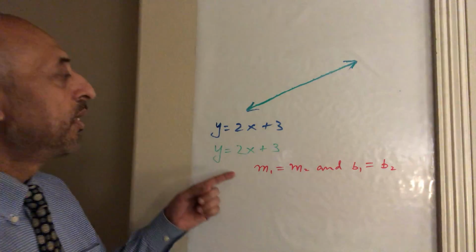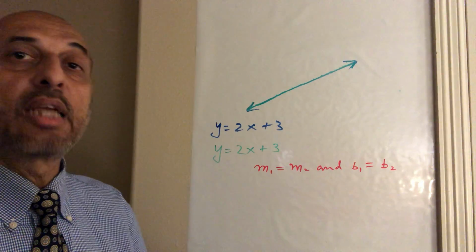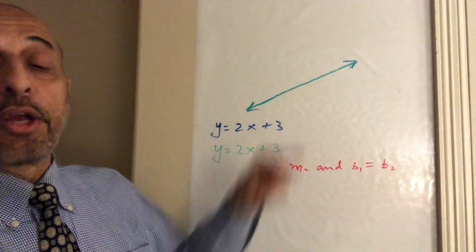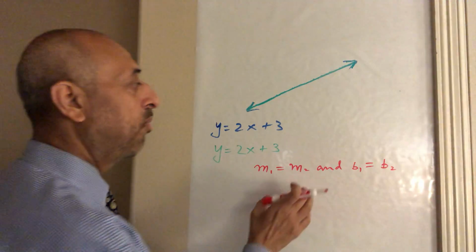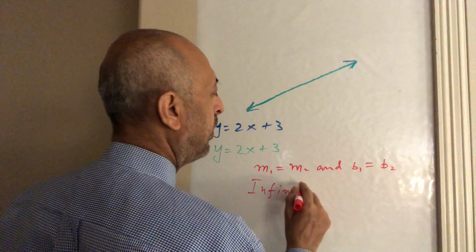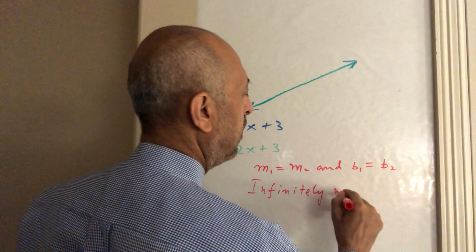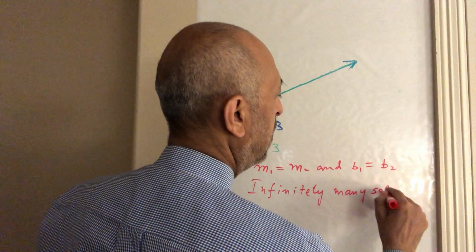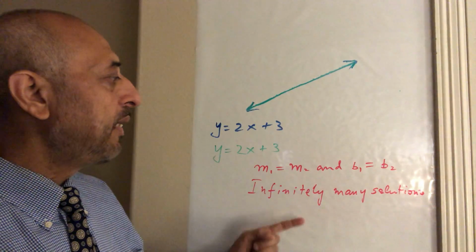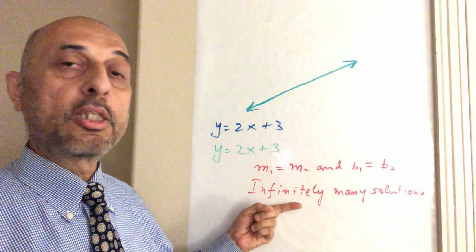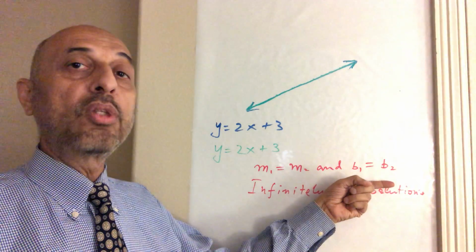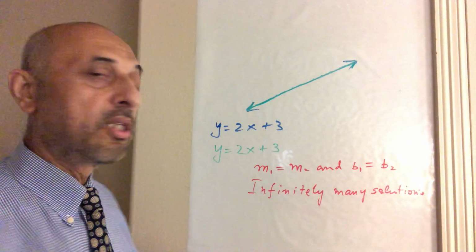As you could see, when that happens, the lines are coinciding, and when the lines are coinciding, they share all the points. This is the situation when we say there are infinitely many solutions. Graphically, when the lines coincide, there are infinitely many solutions. And algebraically, when the slopes and y-intercepts are both the same, then there are infinitely many solutions.